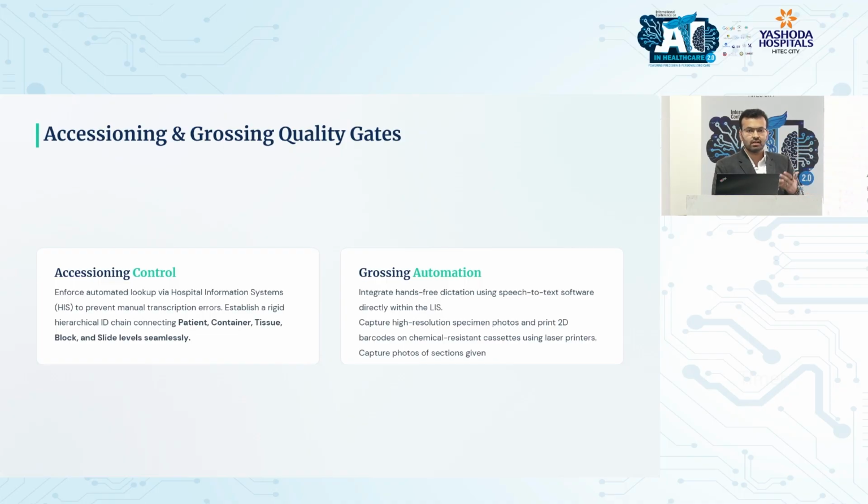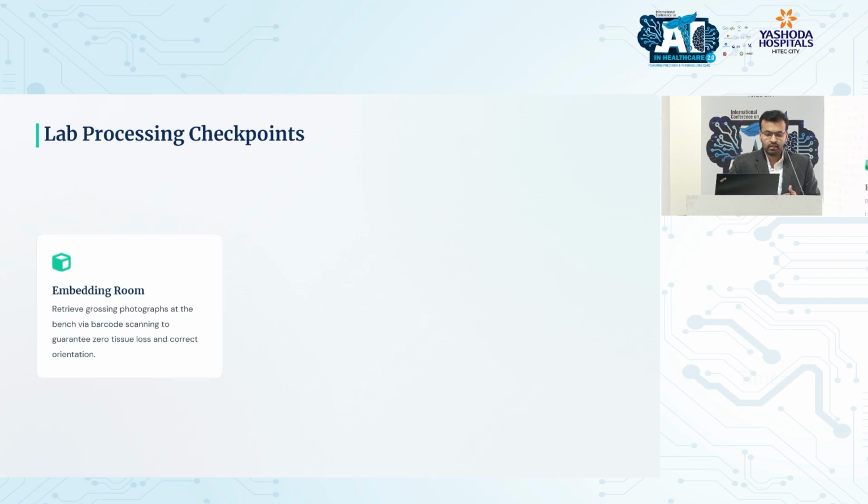Because we always say, start with the gross, then go to microscopy, right? Then taking a picture of all the sections that you've given, with the color and the orientation, inking and all that, that again becomes important. So all this can be done and fed into your LIS. Embedding station. So then it goes to the processor, right? In the processor, when the blocks are being loaded, all the blocks are labeled with barcodes. Scan the barcodes. You know which block is going into which processor in what time schedule.